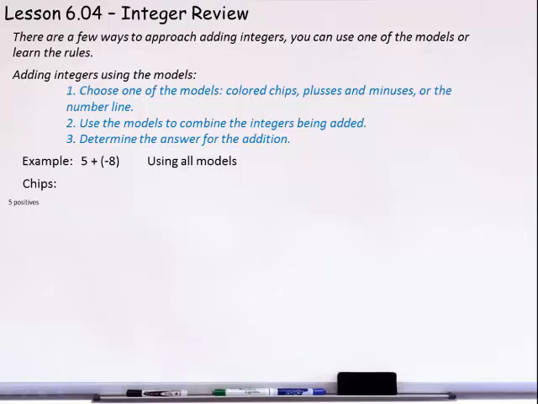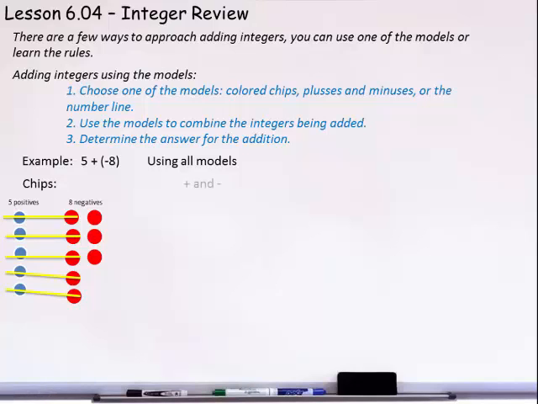We have 5 positive chips and 8 negative chips, blue representing positive and red representing negative. Each positive and negative will cancel each other out. So we cancel one positive and one negative across the board, and we have 3 negatives left.